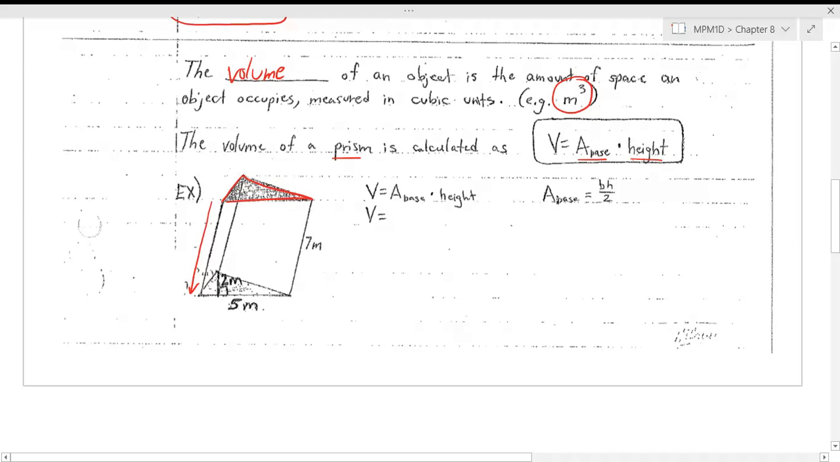So the base here is a triangle. And luckily this time we've already been given both the base and the height. So we're going to just plug those in. We got a base of 5, a height of 2. And that gives us an area of 5 meters squared. Volume is the area of that times the height. So we're looking at 5 and a height of 7.